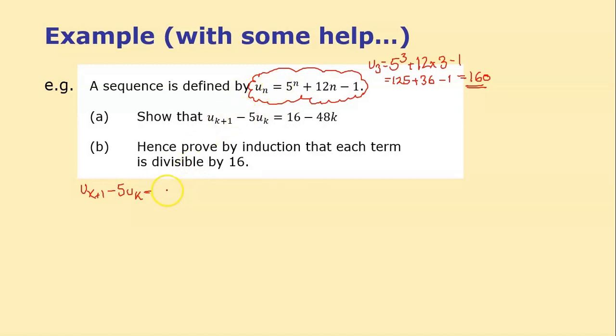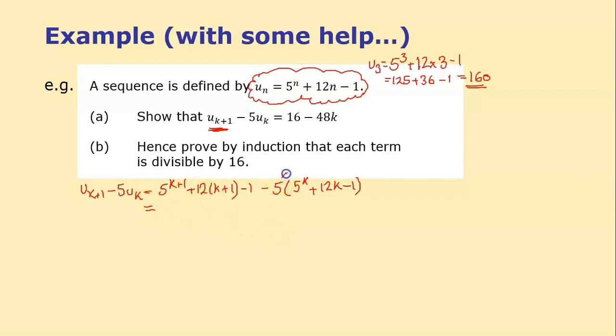U_(k+1) minus 5U_k. U's are often used for sequences, I'm sure you've seen those before. So that's 5 to the k plus 1 plus 12 lots of k plus 1 minus 1. So that's the first bit done. But now I've got to subtract 5 lots of U_k, where I've just got to replace n with a k. So it's 5 to the k plus 12k minus 1. I've got to be a little bit careful with minus and minus in brackets going on there. Anyway, let's work this out.